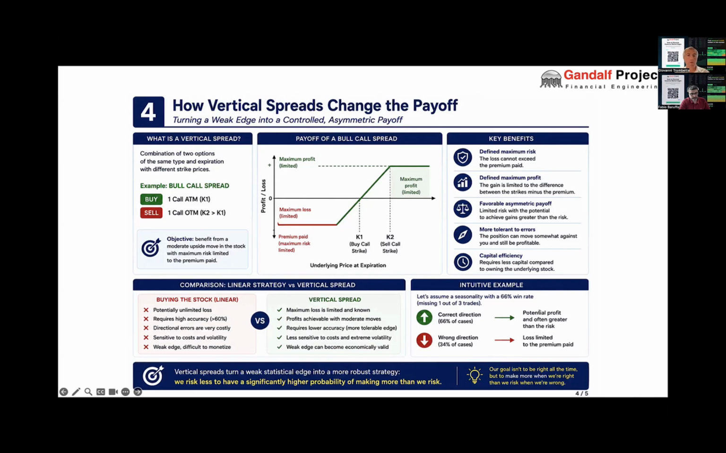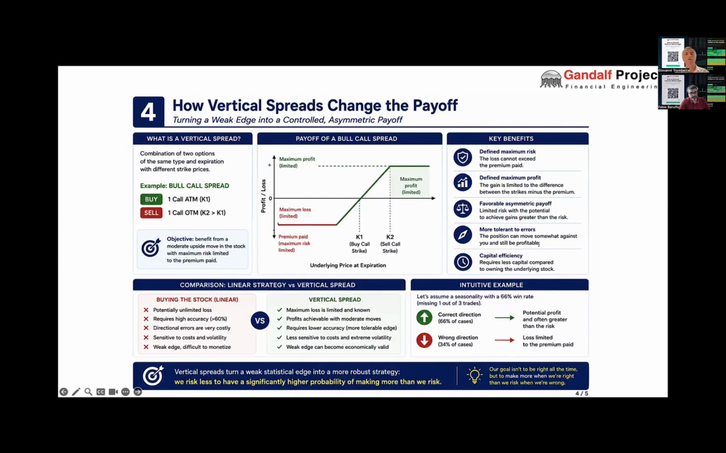So, for instance, suppose our seasonality works 66% of the time. Okay, just as an example. Being wrong one trade out of 3 is no longer catastrophic for us. Losses are capped while gains remain attractive. This dramatically improves the robustness of the strategy.